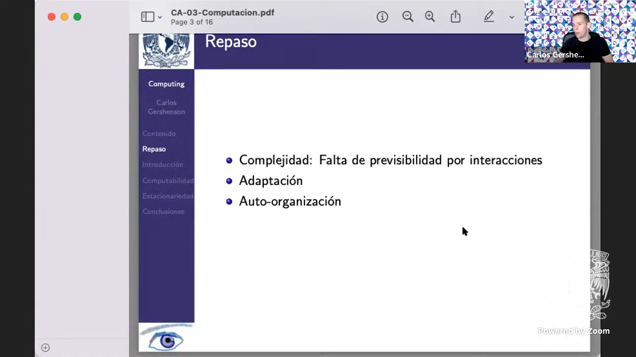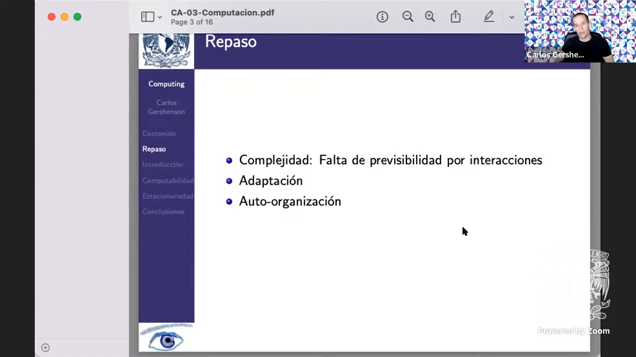in order to face complexity, one of the central concepts related to it is adaptation. Because if we are limited in our predictability when dealing with complexity, then we should build systems that can adapt to unforeseen changes. So whatever information is generated in these interactions, the system will be able to withstand. And one way of dealing with this is self-organization. We saw a few examples, and we'll go into more detail in the next classes. How can we build adaptive systems? How can we exploit self-organization to achieve this adaptation in a robust way?